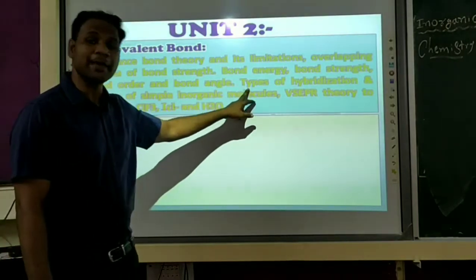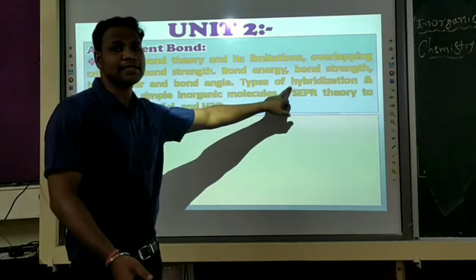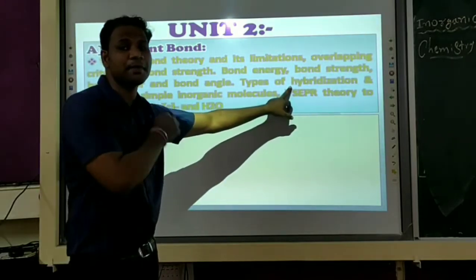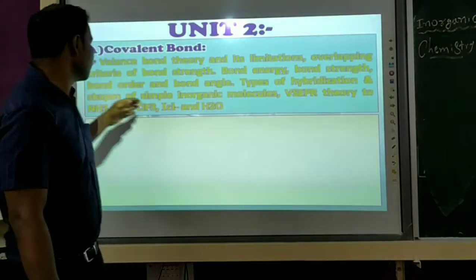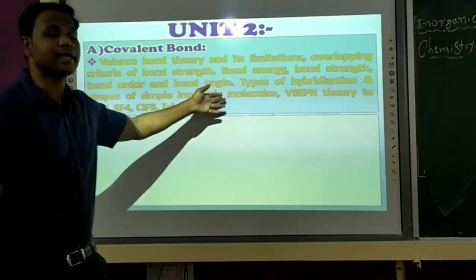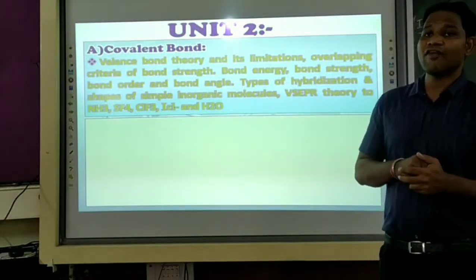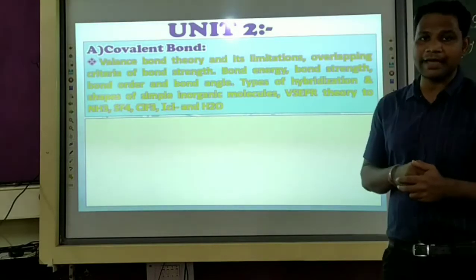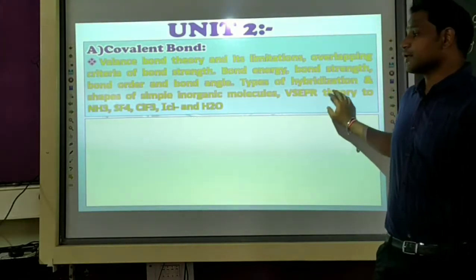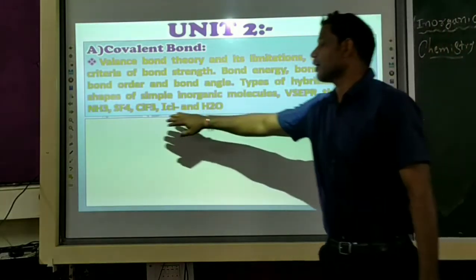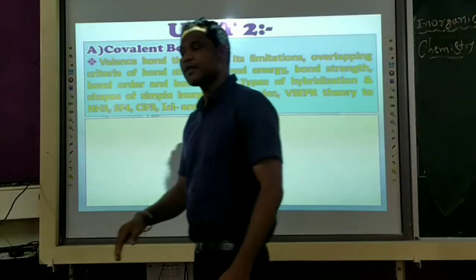Then what is meant by hybridization? That you have to learn in organic also. Hybridization is nothing but the mixing and recasting of atomic orbitals. There are certain types. So, types of hybridization and shapes of simple inorganic molecules with the help of VSEPR theory, means valence shell electron pair repulsion. VSEPR theory can be used to study the structure and bonding in ammonia, SF4, ClF3, water, ICl2- molecules.